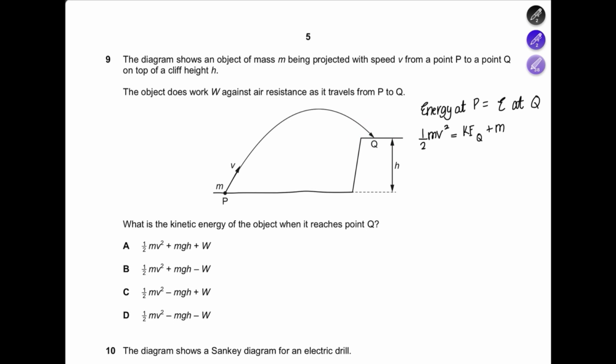So this is going to be mgh. Plus, there's also some work done against air resistance, so we'll also write plus W. Now we're supposed to find the kinetic energy of the object at point Q. So we can rearrange this equation: half mv squared minus mgh minus W. And if you see, that is going to be D.